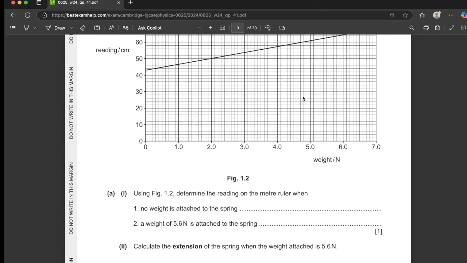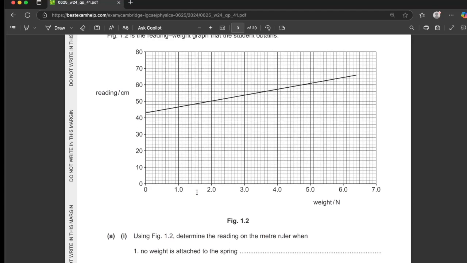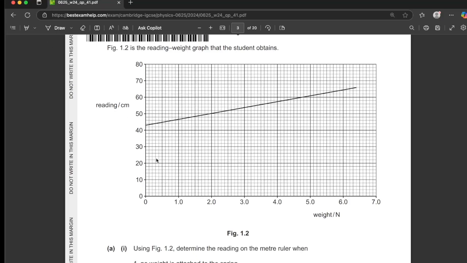A1. Using figure 1.2, determine the reading on the meter ruler when no weight is attached to the spring. So there's no weight, that means it's 0. It's just the intercept, so that would be either 42 or 43. 43 centimeters.